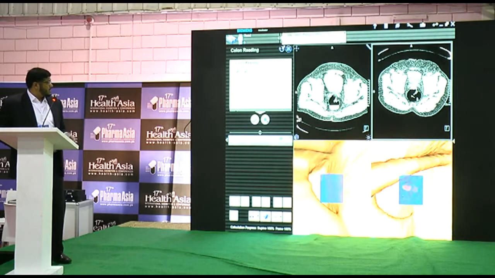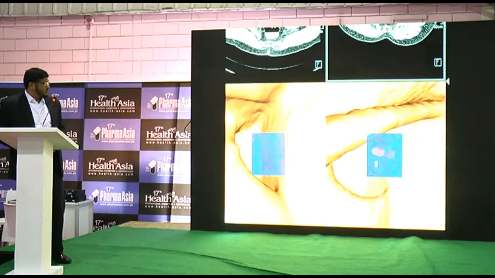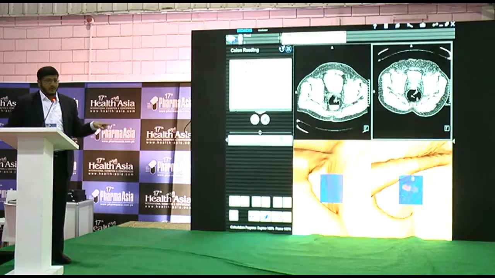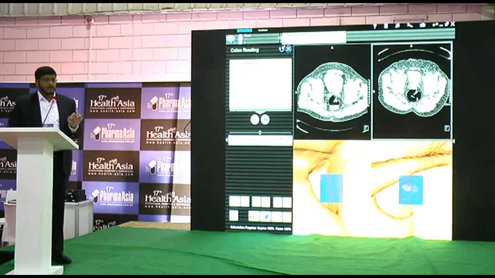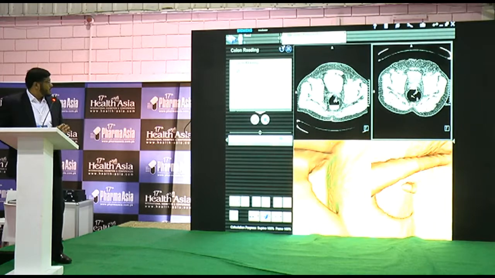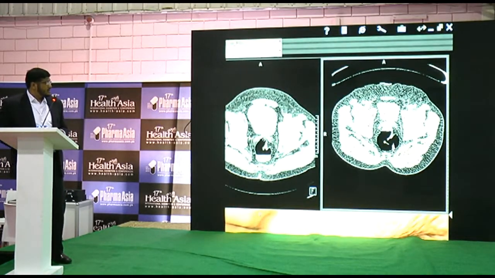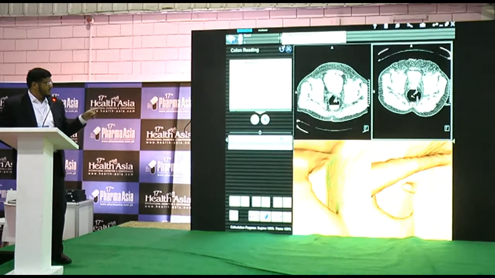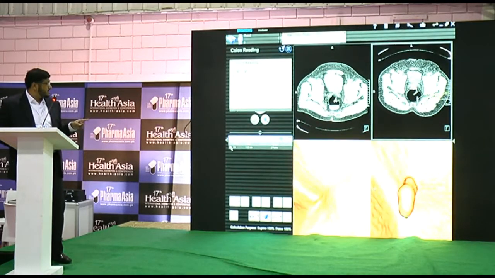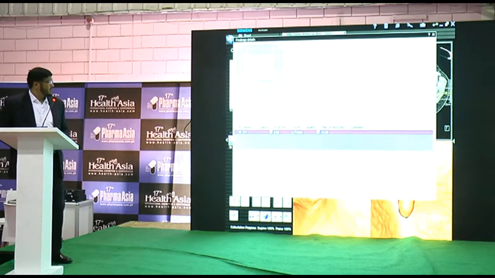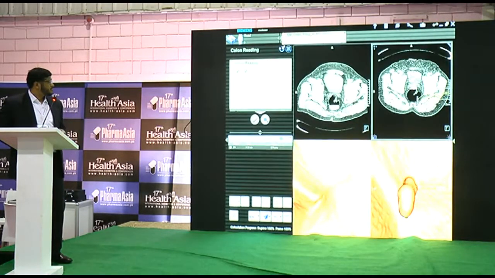And then the optical lens is also used in this software, with which we can differentiate between a polyp, a small lipoma, or stool. Here you can see in the posterior wall of the rectum there is a small polyp, and we can take the measurement easily and then save it into our folder for the end of interpretation.